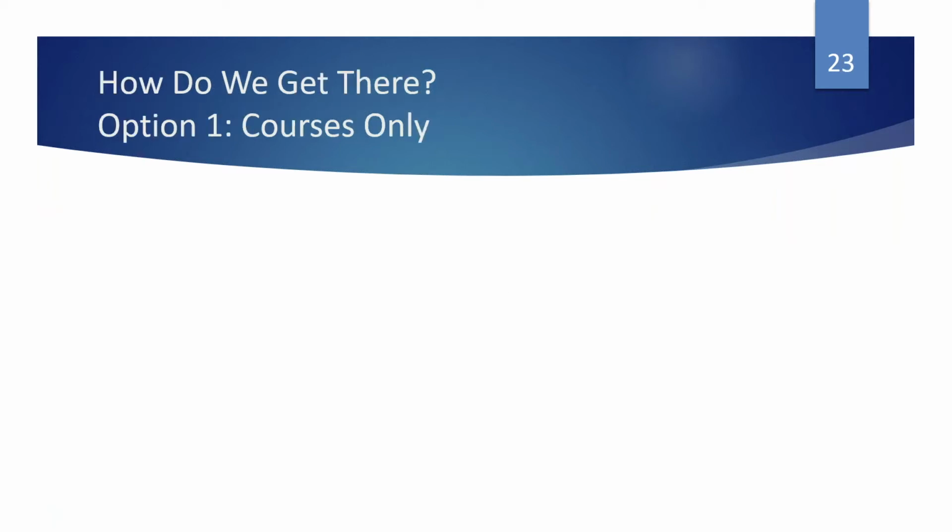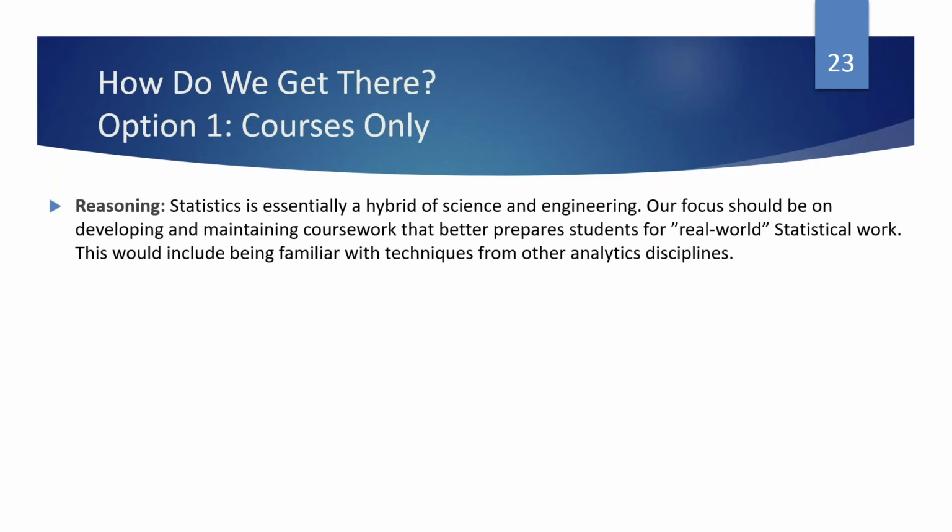Option number 1, we call courses only. The idea behind this is it's kind of getting at that idea of statistics is this weird hybrid of science and engineering, and maybe we're okay with that. So if we are okay with that, then under that perspective, we should just really focus on creating better coursework that helps our students be better prepared. We should be fine including techniques from other disciplines. We can borrow and collaborate with them as we need to, but we're still going to be statisticians doing this. We just need better training.